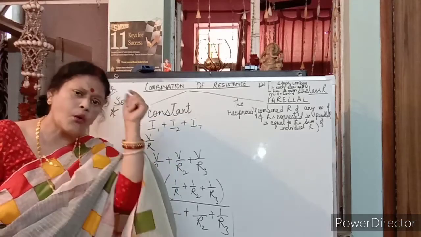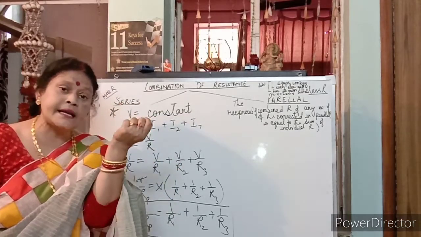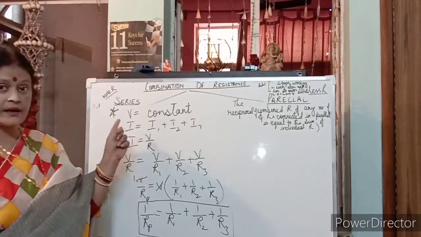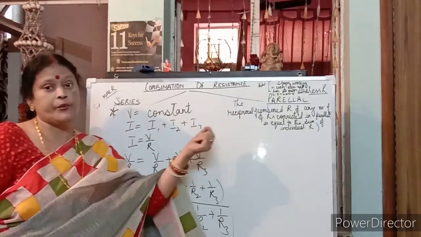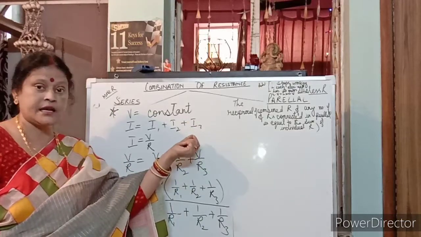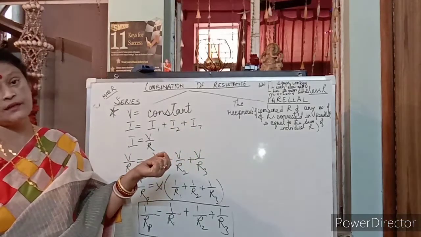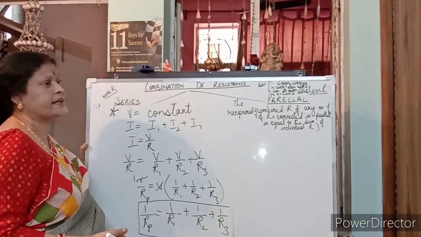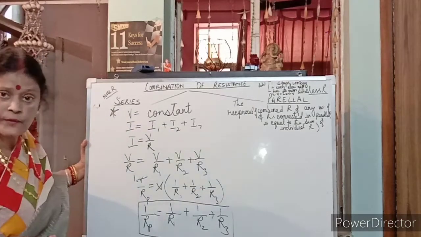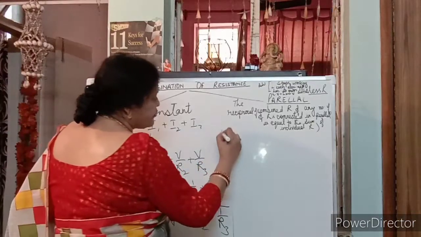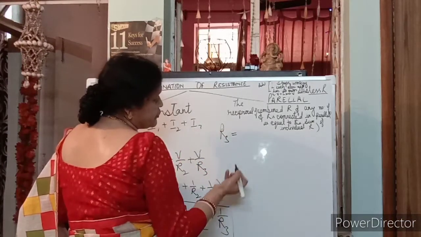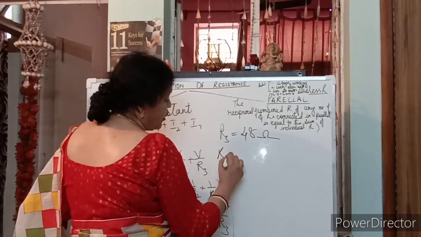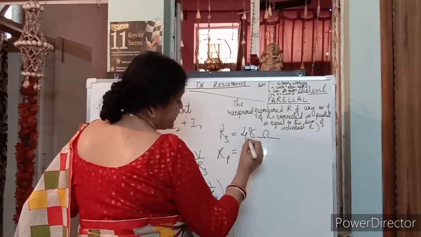Clear, students? The only thing you have to keep in mind: in series, the resistances are connected end to end. In parallel, all are connected at a single point and the current is divided. And when we find the value, we will also find that in series the value is always more, suppose 48 ohm, and in parallel the value always comes in a smaller number.